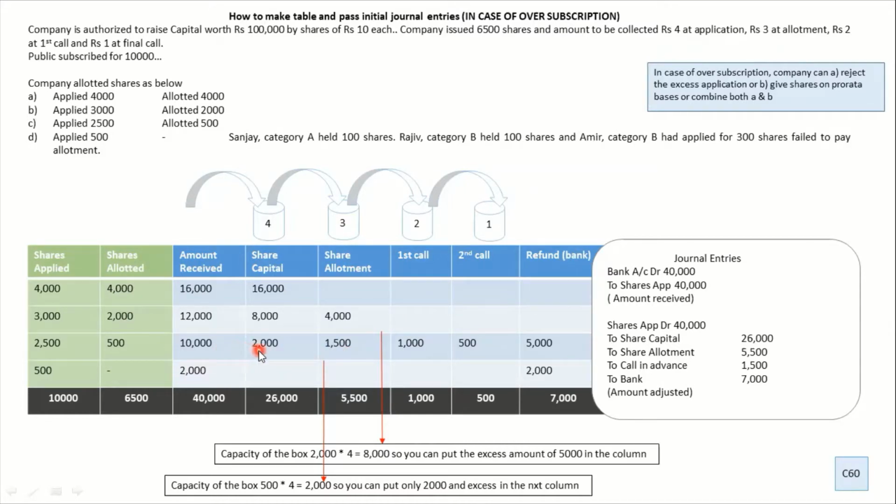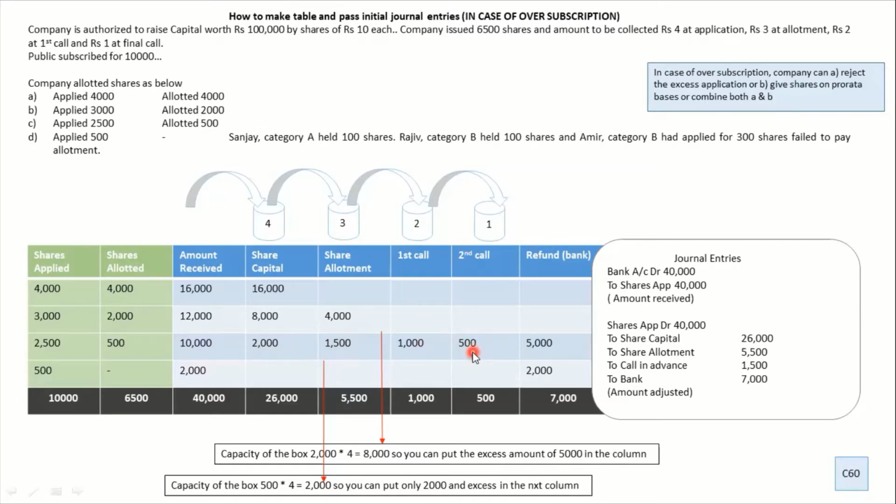10,000 minus 2,000. 8,000 is the excess amount, but I cannot transfer 8,000 over here because the capacity is 1500. So I transferred 1500. Still, I have got 6,500 in my hand. Can I transfer 6,500 here? No, because again the same logic. 500 into 2 is 1000. 500 into 1 is 500.